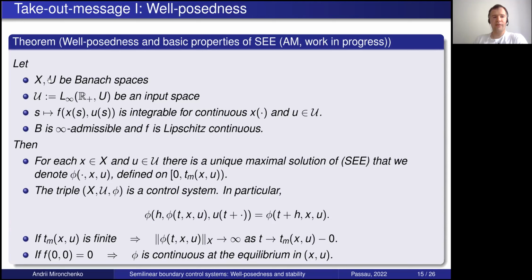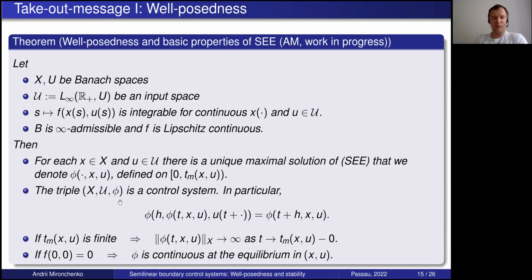Assume that our state space is a Banach space, U is a Banach space as well, and our input space is the set of L-infinity maps from R plus to U. We assume that this map is integrable, that B is infinite-time admissible, and that F is Lipschitz continuous. Then for any initial state and any input u, we have a unique maximal solution, which we denote in this way.